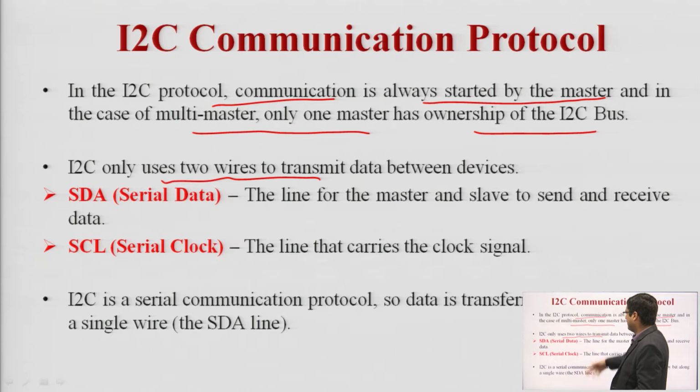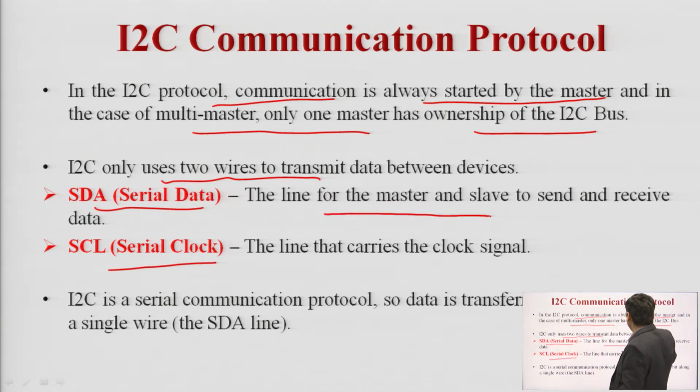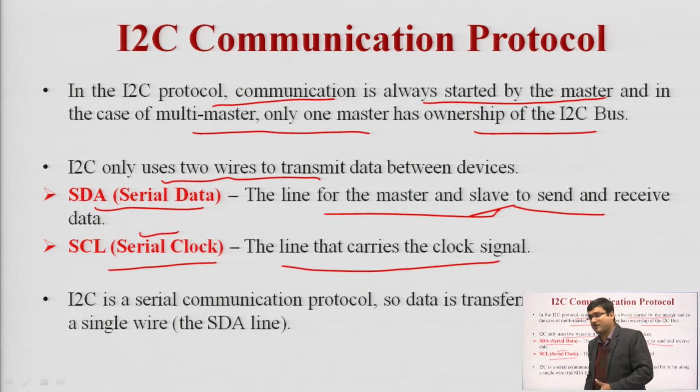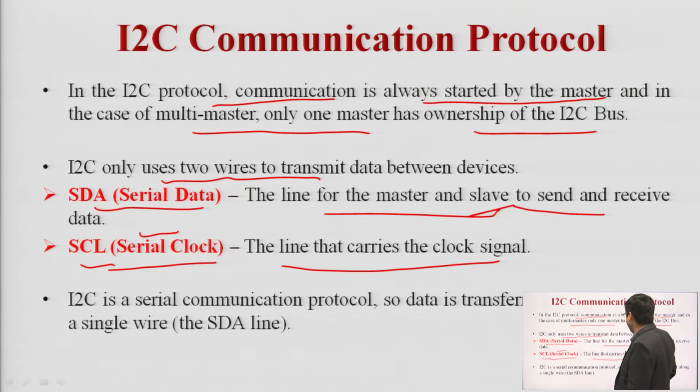I2C only uses 2 wires. As we have seen in the previous lecture, SPI has 4 wires, and I2C shares 2 wires between the devices. First one is the SDA, serial data, and the second one is the serial clock. What does serial data do? It is the line for the master and slave to send and receive data, and the serial clock is the line that carries the clock signal. I2C needs clock pulses to execute its operation. These clock pulses are sent through the SCL line. It carries the clock signal from the master to the slave, and all the data that follows the clock signal, from the master to the slave, communicates through the SDA bus, the serial data bus.